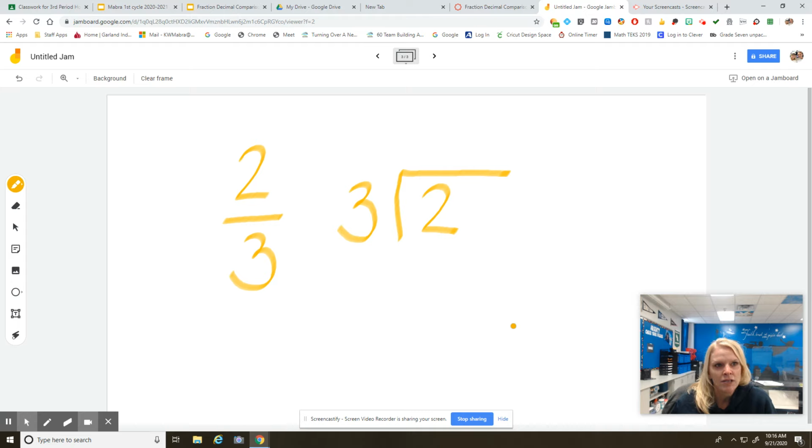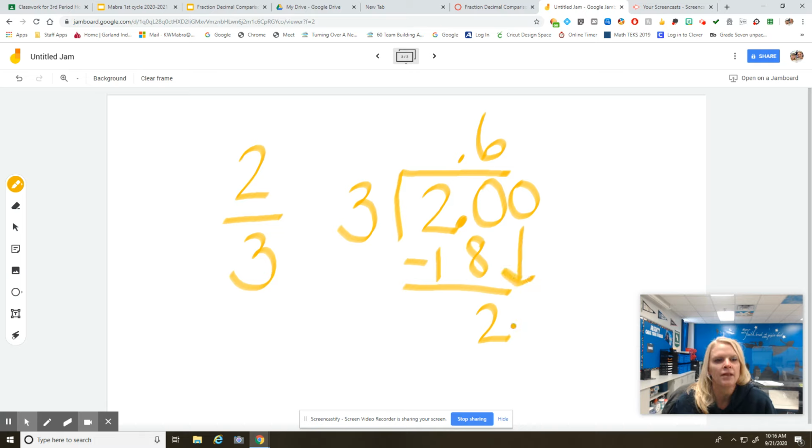Does 3 go into 2 evenly? No. So we have to annex our 0. So we're going to add the decimal and a 0. Okay, does 3 now go into 20? Yes, it does, 6 times. So we're going to put our 6 there. 18. We're going to subtract. We have to bring it down because 3 does not go into 2 evenly. So we're going to bring down our 0. 3 goes into 20 6 more times.